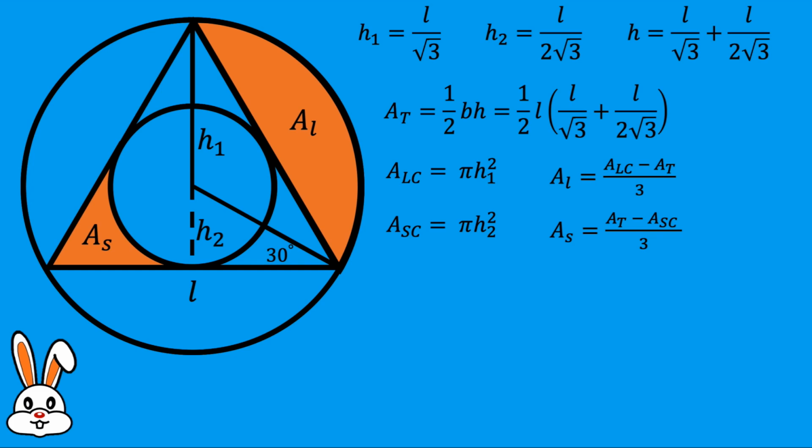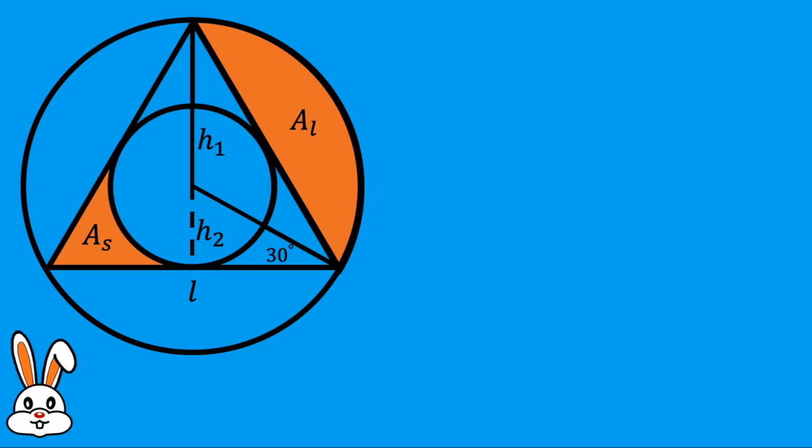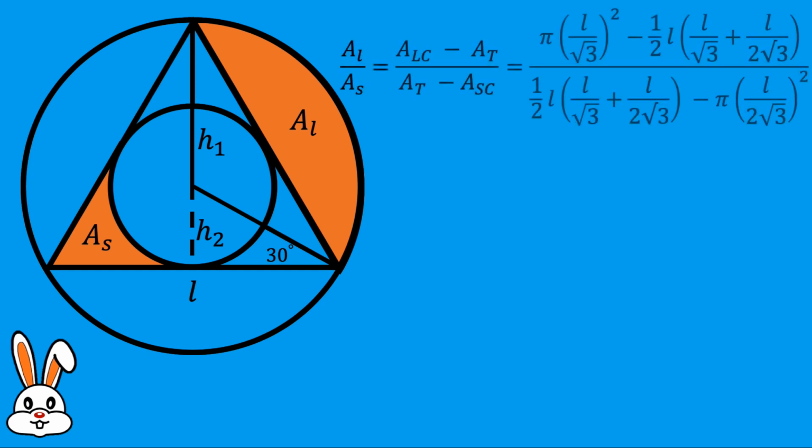All we need to do now is find the ratio of AL to AS. This simply breaks down to algebra. Unfortunately, from this step onwards, most of the students can easily go wrong, either because they're rushing into it or simply not thinking about their algebraic manipulations.